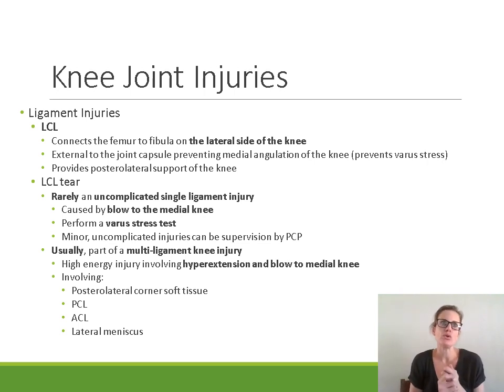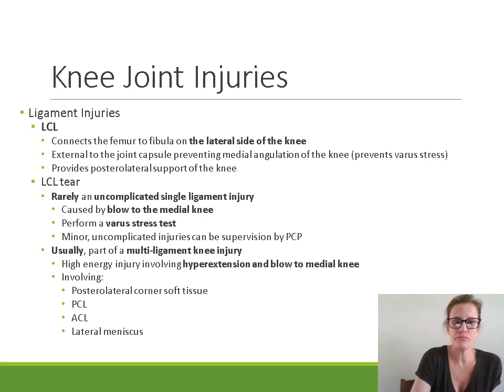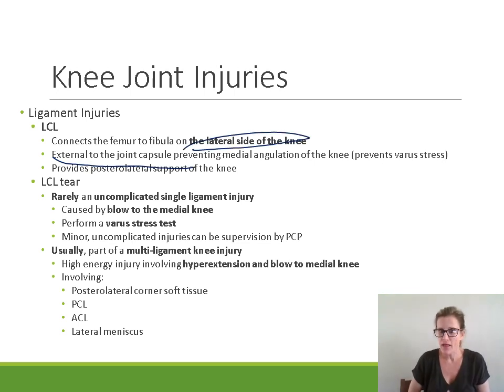So that was the medial collateral ligament. The lateral collateral ligament we saw on the other side of the knee. So the lateral collateral ligament, also referred to as the fibular collateral ligament, attaches the lateral condyle of the femur to the proximal aspect of the fibula, or the head of the fibula. So again, it's outside of the joint capsule, or external to the joint capsule, on the lateral side of the knee. Now this prevents medial angulation of the knee.